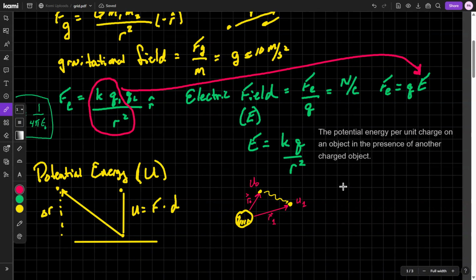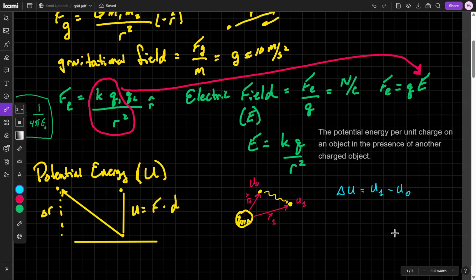this is path independent. And so what we're really concerned about is our change in potential, which equals U1 minus U naught, U final minus U initial. That's it. That's our change in potential energy. Okay. Are we good so far?